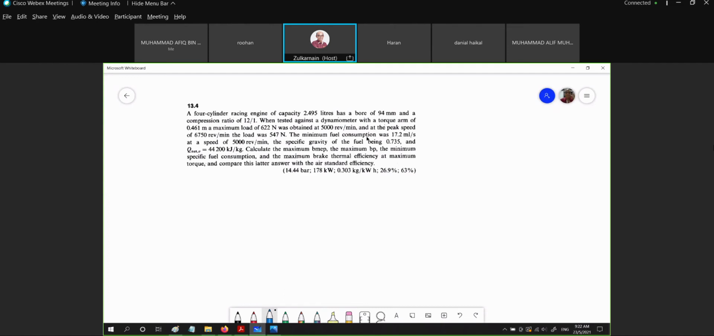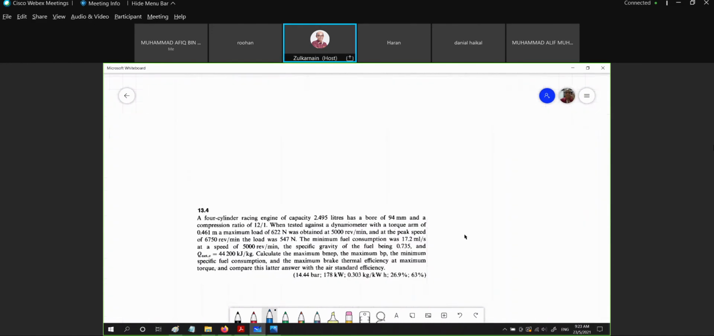The minimum fuel consumption was 17.2 milliliter per second at a speed of 5,000. The specific gravity of the fuel is 0.735, and the calorific value of the fuel is 44,000 kilojoule per kilogram. Calculate the maximum BMEP, maximum BP, the minimum specific fuel consumption, and the maximum brake thermal efficiency at maximum torque, and compare this latter answer with the air standard efficiency.